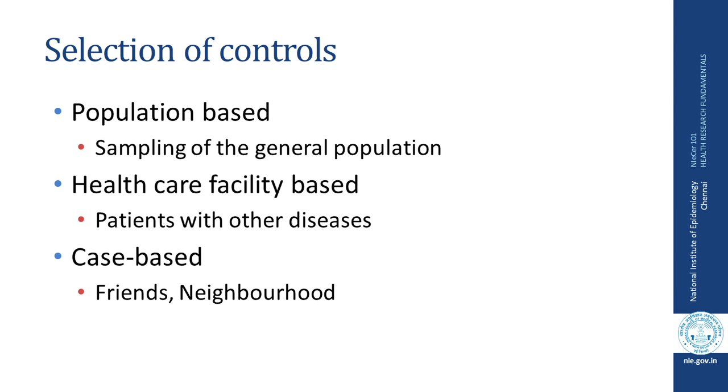There again could be three sources of controls. First is the population based controls, and you could sample from general population. Second is you could select controls from health facility, and in case of Doll and Hill study, they selected controls from the health facility, but we could select patients with other diseases. And the third source of controls could be case based controls, that is from friends or neighborhood.